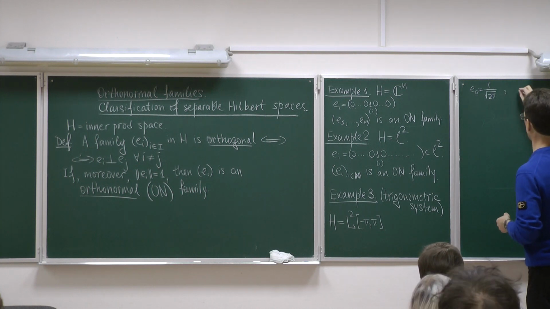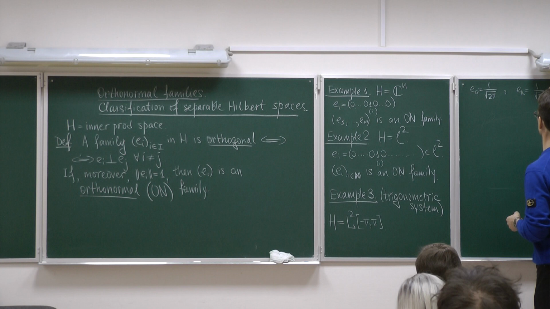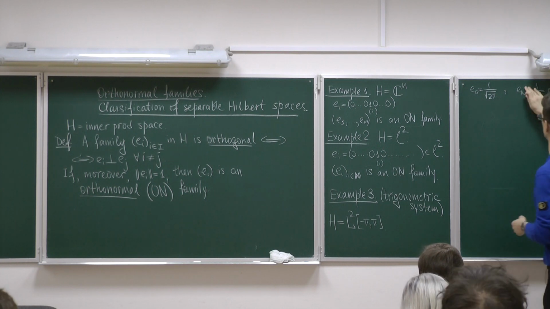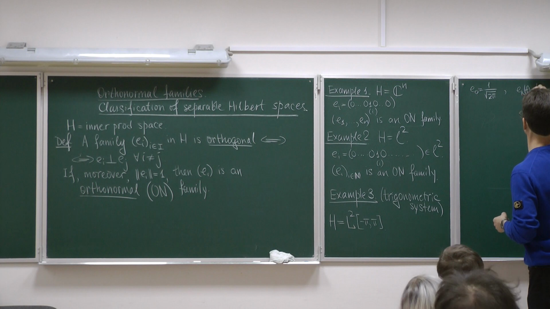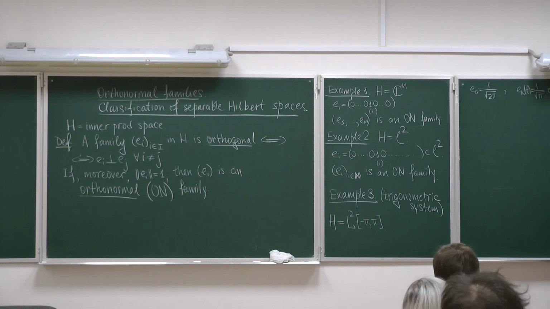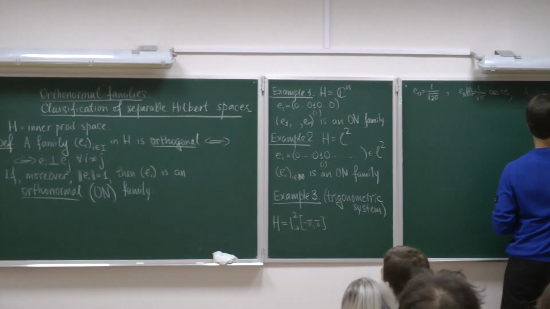normalized in a suitable way. For each natural k, we take the cosine function, also suitably normalized. Ek of t is given by the following formula. And fk of t will be the respective sine function, also normalized. Here k is a natural number.